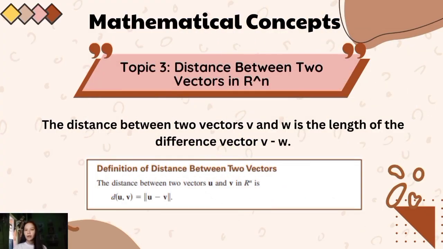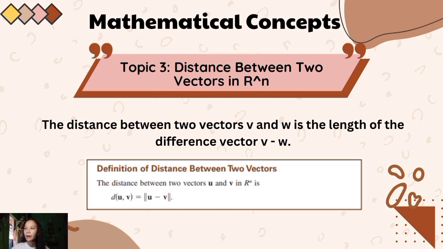So let's proceed to our next topic. We have the distance between two vectors in R^n. The distance between two vectors v and w is the length of the difference vector v minus w. So, the definition of distance between two vectors: the distance between two vectors u and v in R^n is equal to the length of u minus v.